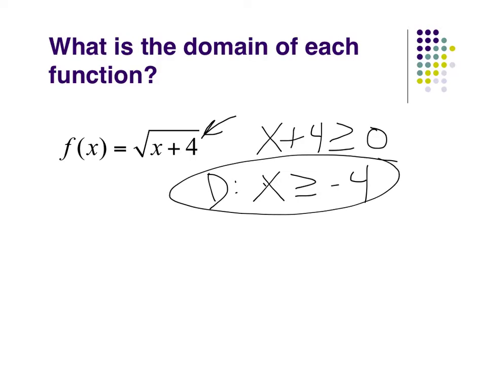I can also graph this in my calculator, and I'll see a graph looking like this, where this is at negative 4. So 1, 2, 3, 4.